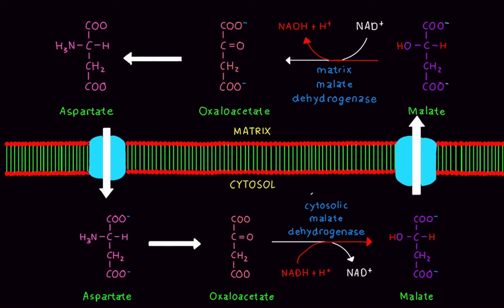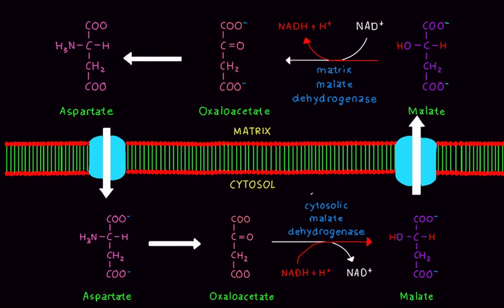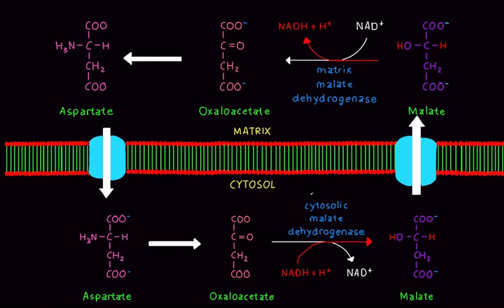So let's begin. On the bottom here, this bottom section is the cytosol. This is where glycolysis is happening. The matrix is where the Krebs cycle is happening, but don't worry about the Krebs cycle. Just know that this area right here is like an intermediate step before we get into the inner mitochondrial membrane to deposit this NADH+H. So we're going to begin with aspartate here.